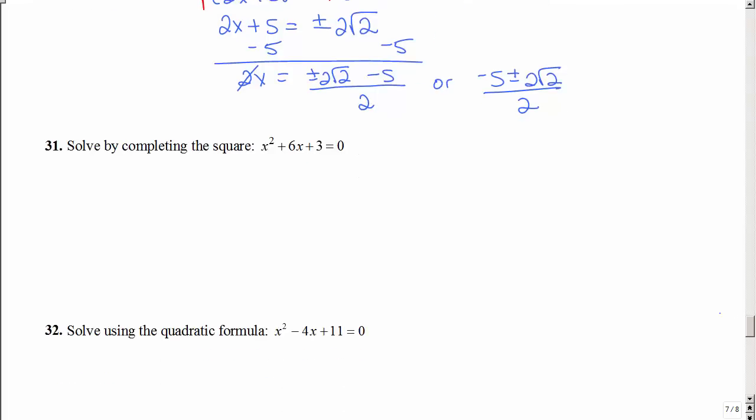Completing the square. How do we do this? Well, I ask my students to draw a blank there. I'm going to move this to the other side. I'm going to draw a blank there. You want to take half of this, add it to both sides, then rewrite this as a binomial squared.